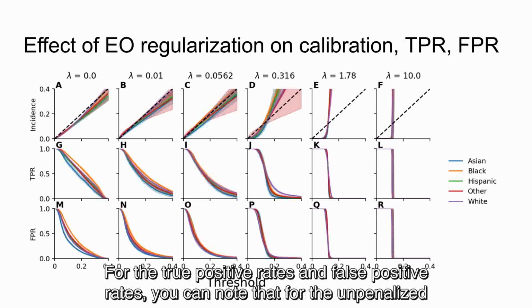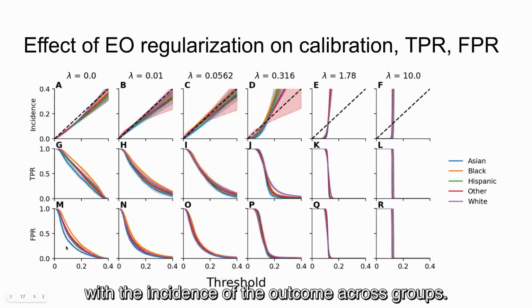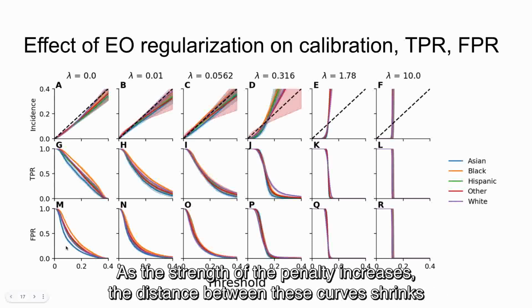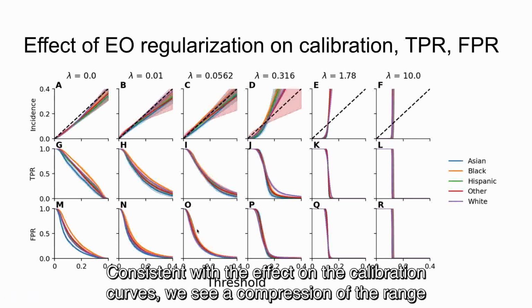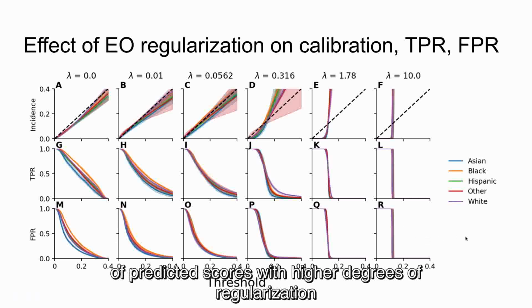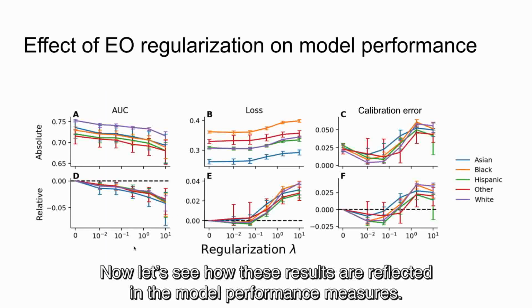For the true positive and false positive rates, you can note that for the unpenalized models, both the true positive and false positive rates are ordered across groups in alignment with the incidence of the outcome across groups. As the strength of the penalty increases, the distance between these curves shrinks in accordance with equalized odds. Consistent with the effect on the calibration curves, we see a compression of the range of predicted scores with high degrees of regularization. Now let's see how these results are reflected in model performance measures.